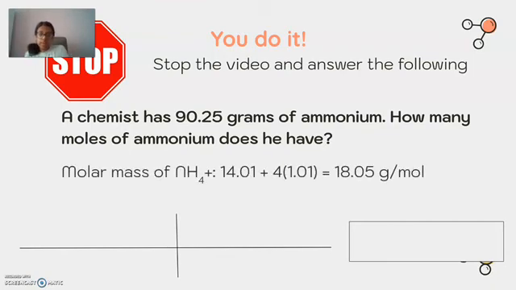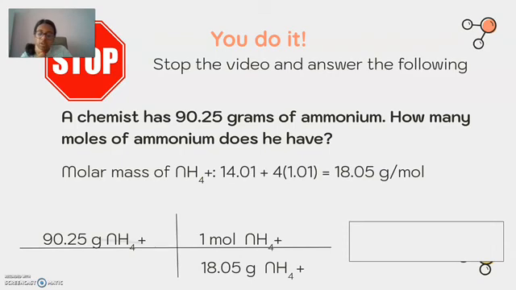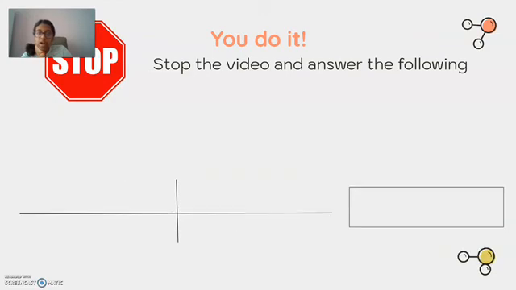Okay, so first we find the molar mass of ammonium. So that's just going to be the molar mass of nitrogen, 14.01, plus 4 times the molar mass of hydrogen, so 1.01. We get that to be 18.05 grams per mole. And then we set up the given on the left, and then 1 mole is equal to 18.05 grams. Units cancel, and we are left with 5 moles of ammonium. Hope you got that right.